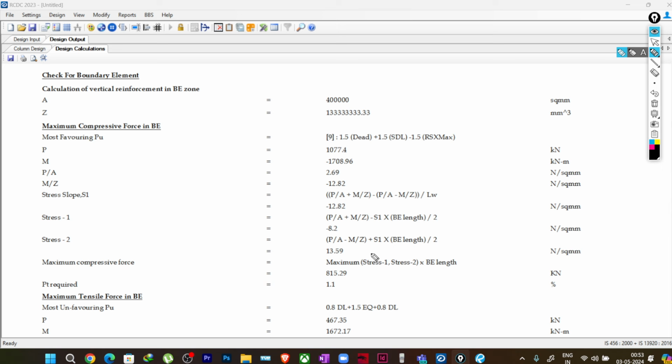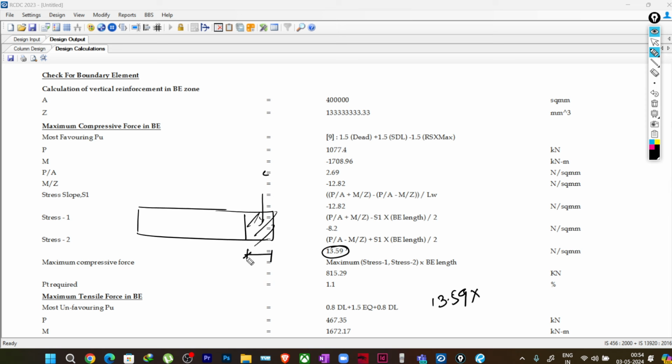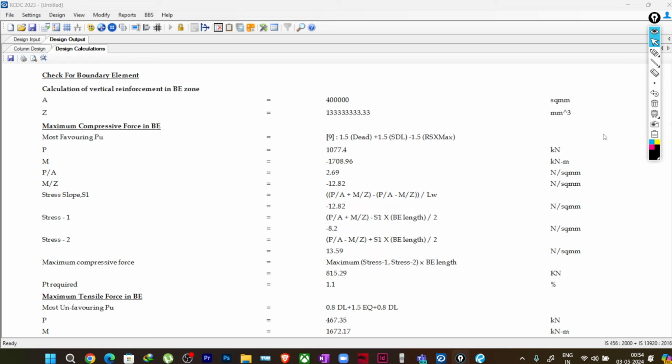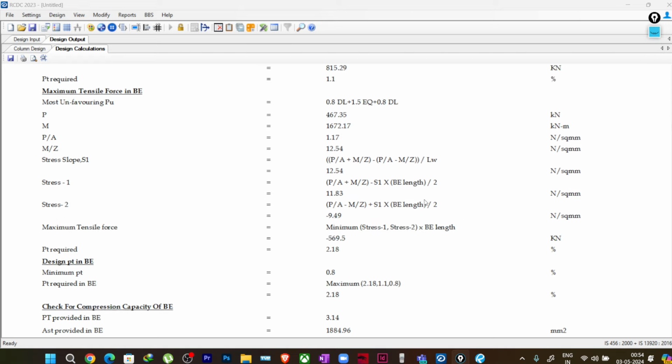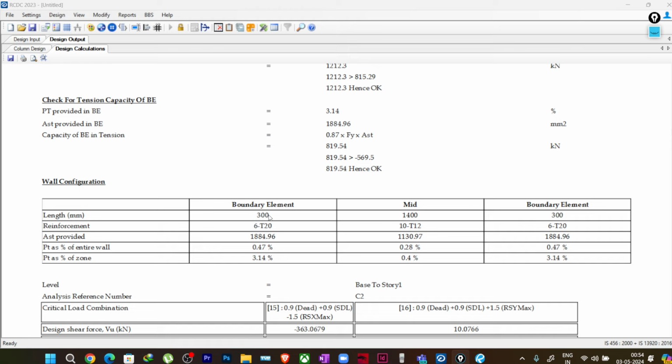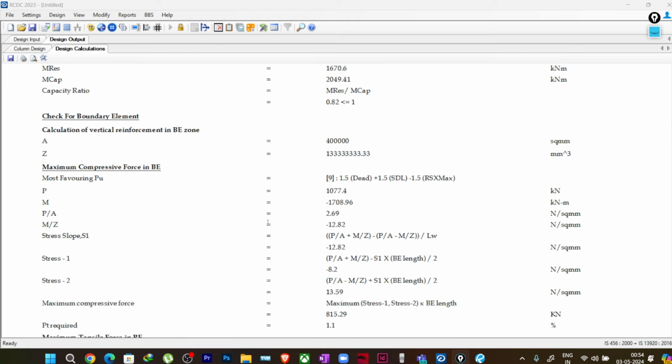So now how to find out the compressive force on the boundary element in this direction? Here I am getting some compressive force. How to find out the force? I know the stress value. Suppose I am getting 13.59 stress. 13.59 multiplied by the boundary element length, which RCDC has assumed based on the methodology I explained a minute ago. If you just go down, you will see that the length of the boundary element is considered 300 mm and the thickness of the wall is 200 mm.